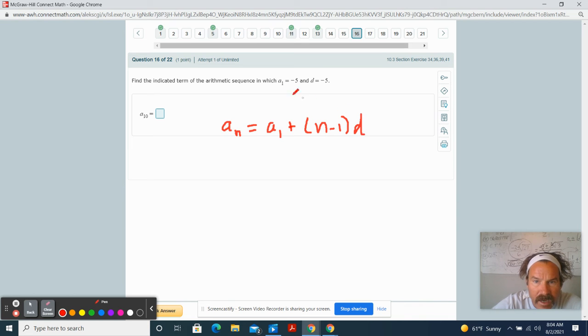Okay, now I know a sub 1 is -5, so this -5 right here goes right here. I know d is -5. They want you to find a sub 10, so this is going to be a sub 10. So 10 is your n, so that means you plug 10 in for n. And then you just do the math on the right-hand side.